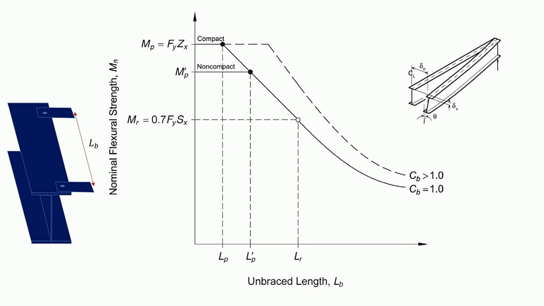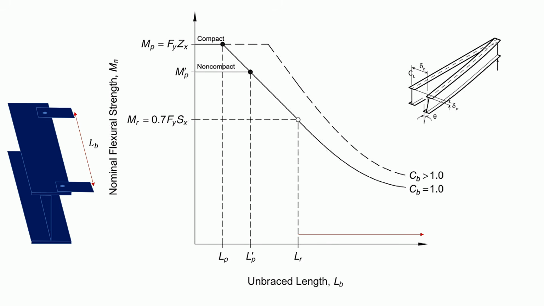The length L sub p defines the beginning of the inelastic lateral-torsional buckling region, where the beam has started to lose strength due to buckling, but yielding still influences the behavior. Beyond L sub r is the elastic lateral torsional buckling region, where buckling now dominates more fully and the moment strength keeps dropping with increasing unbraced length.